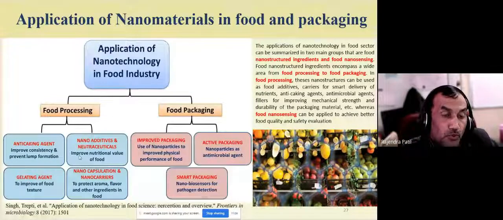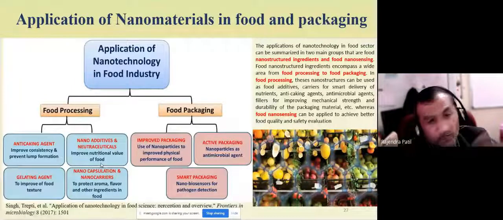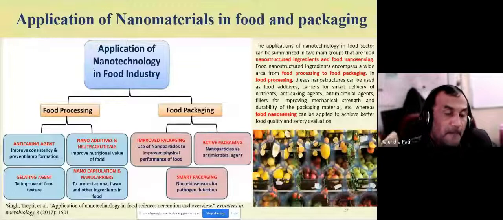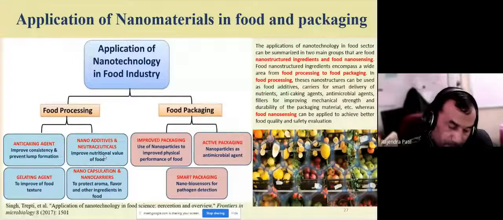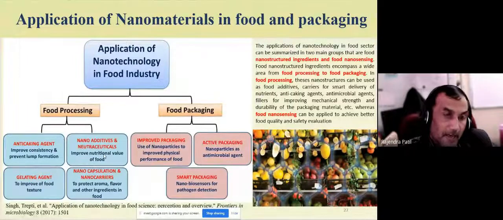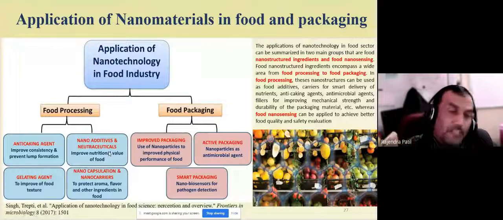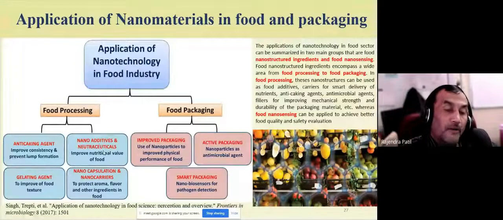Nanomaterial is also used to improve the nutritional quality of food. Precisely, zinc and selenium nanomaterials, then some mineral nanomaterials, say iodine, manganese, and magnesium nanomaterials, are added as food additives. Through those food additives, food fortification is introduced. So nanomaterial through food processing is also improving the nutritional quality of the food through food fortification processes. They also are used as a gelatin agent to improve the texture of the food.